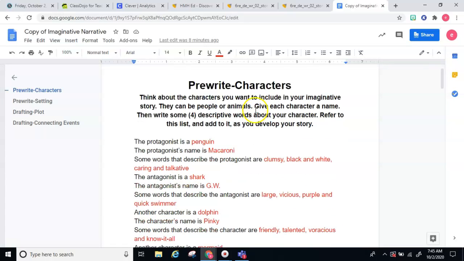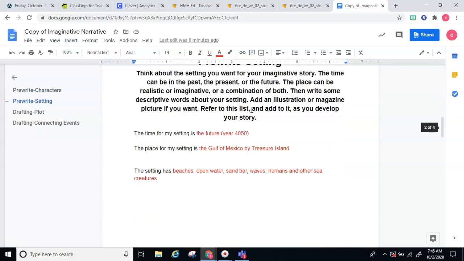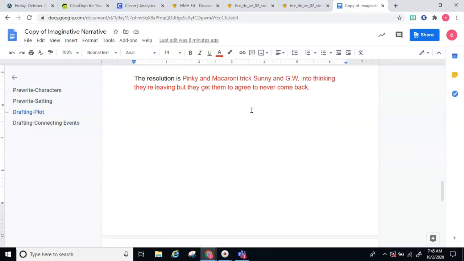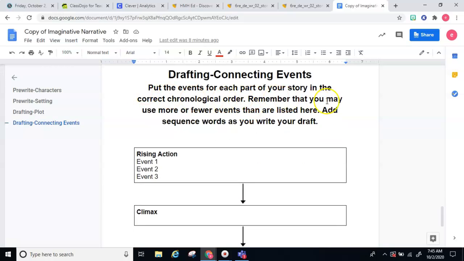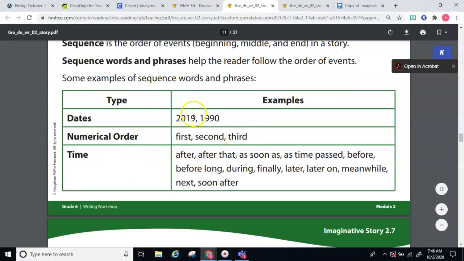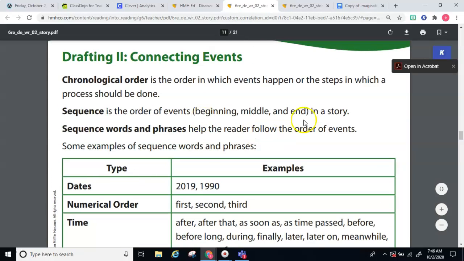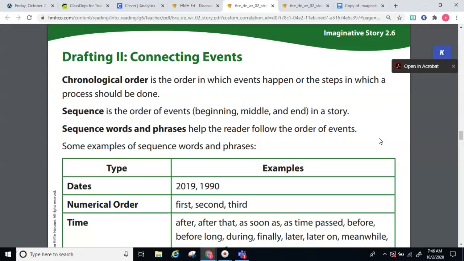So today you're going to come to your document, your Google Doc, right? So you should have the first 3 pages done, as I do with mine. And you're finally going to come to the last page, connecting events. Put the events for each part of your story in the correct chronological order. Remember that you may use more or fewer events than are listed here. Add sequence words as you write or draft. Right? Sequence words, this will be in your Schoology folder on Friday.